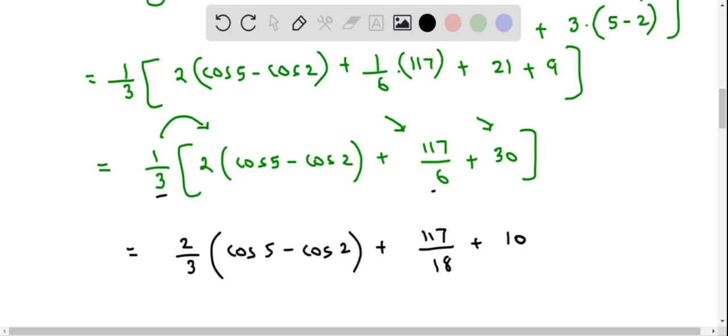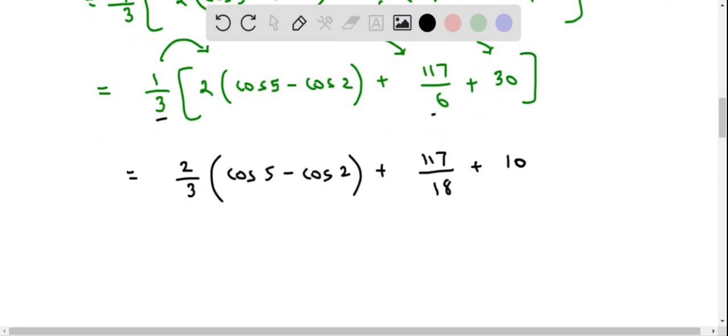So this is the expression of the average value of the position function from t equals 2 to 5 seconds. We can find out the numerical equivalent by plugging this expression into the calculator. And when we do that, we get 16.50 feet. And this is rounded to 2 decimal places. So this is the average value of the position function.